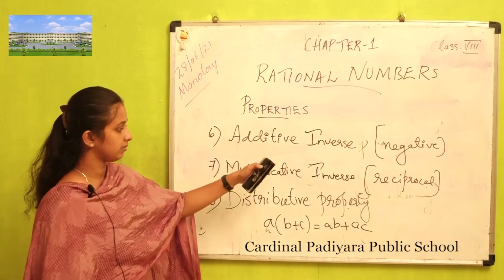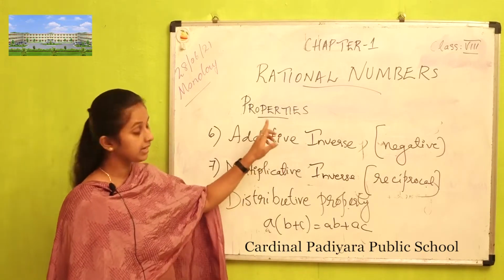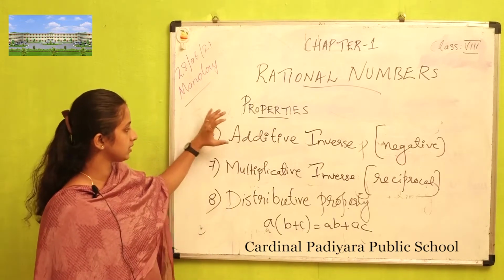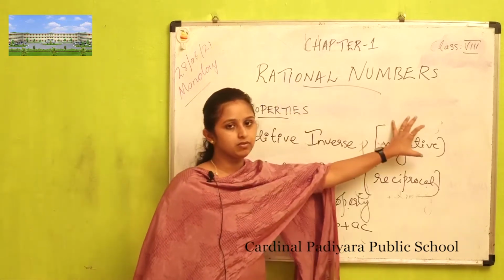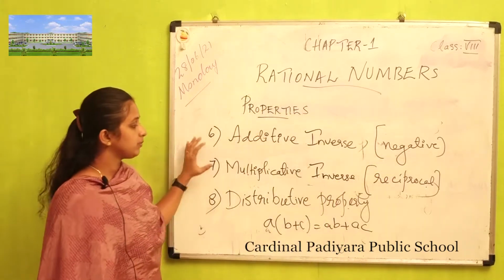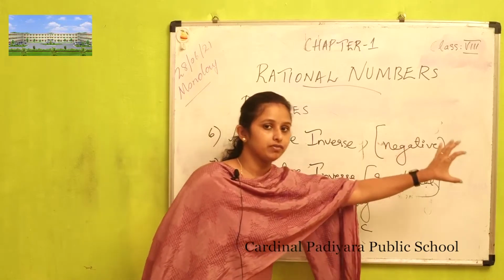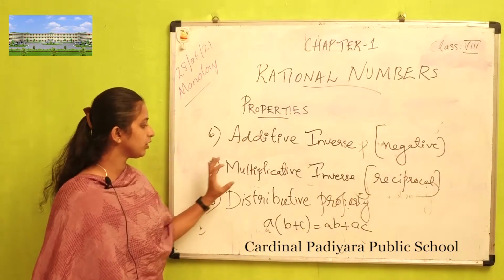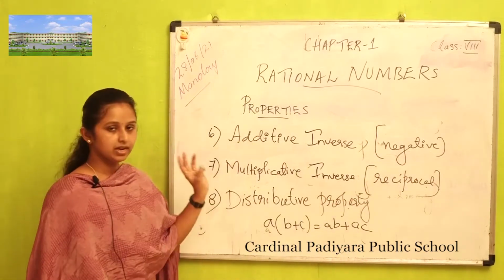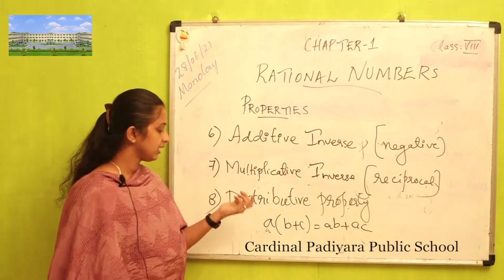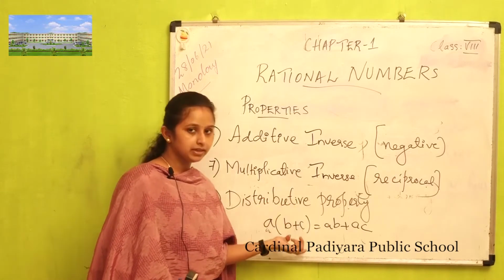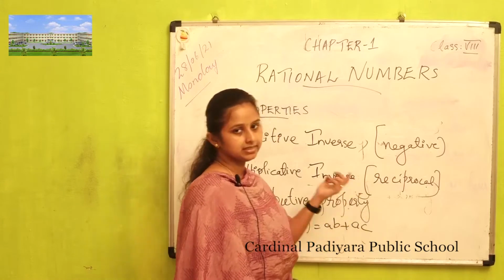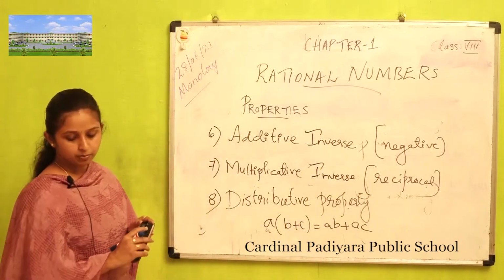Additive inverse. By mistake I told additive identity, but this is additive inverse. Additive inverse is the negative of the rational number. Multiplicative inverse is the reciprocal of the rational number. And distributive property means for 3 rational numbers a, b and c, a into b plus c can be written as ab plus ac. Okay, these are the 8 properties.